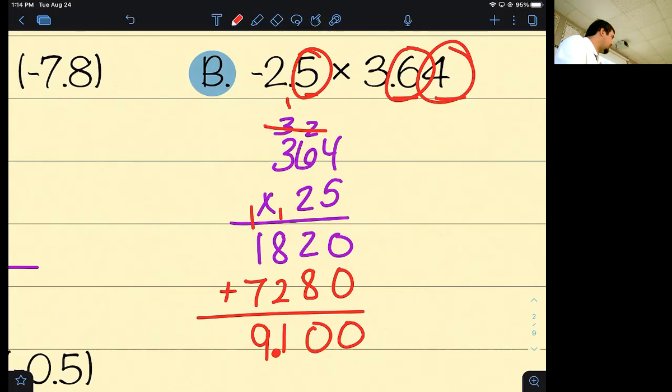What's that the same as, Xander? 9.1. Yeah, you can just write it as 9.1. I mean, I wouldn't count it wrong, but it doesn't look right. It's too many decimal places. It's not actually too many decimal places. It's just that once we move the decimal point, we find out that 2 of the decimal places aren't even necessary.